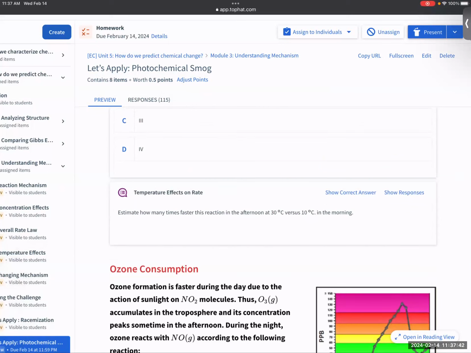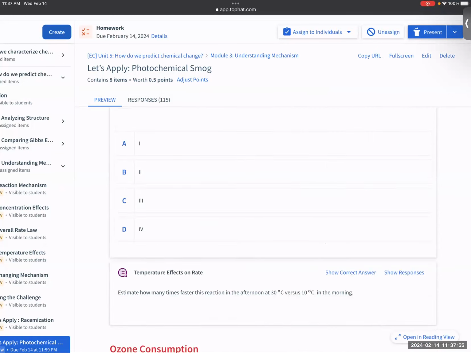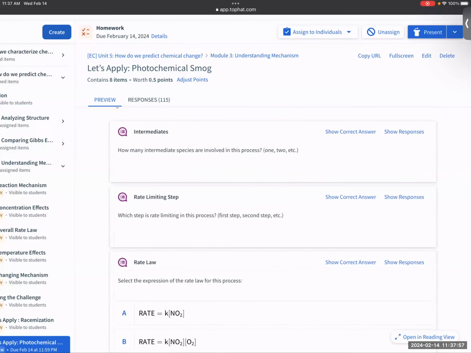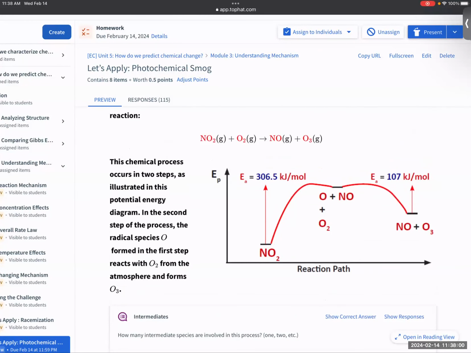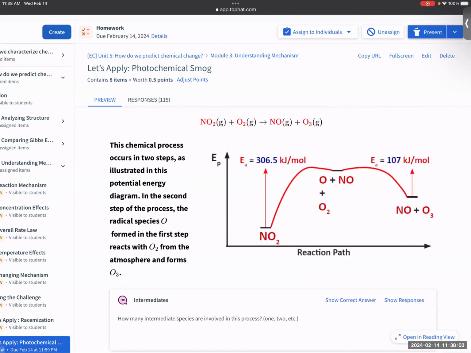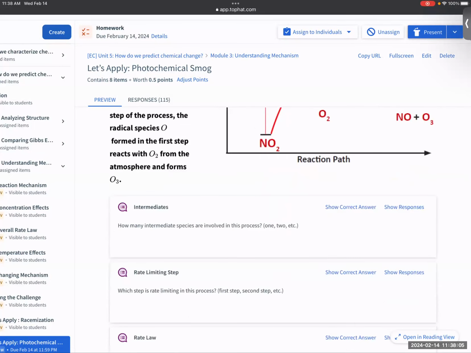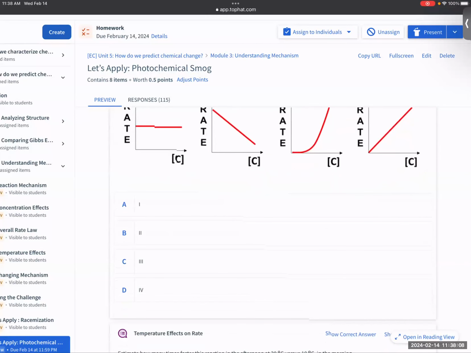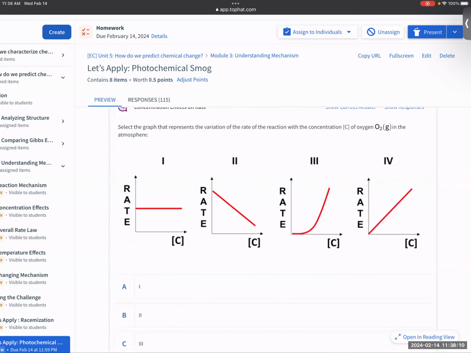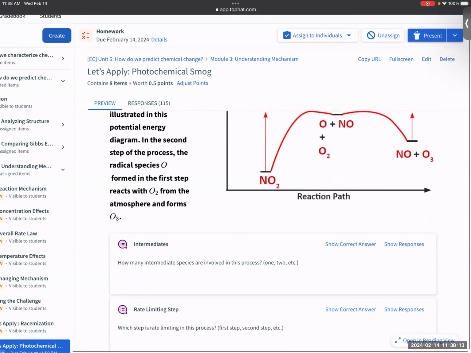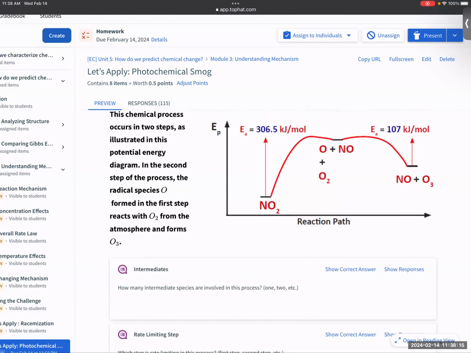And then temperature effect. Estimate how many times faster this reaction is in the afternoon, 30 degrees Celsius, versus 10 degrees Celsius in the morning. Okay. All right. So to do that, we need some information, activation energies and stuff like that. Let's take a screenshot and do this, 30 and 10 degrees Celsius. Okay. So going back here, let's screenshot and work with that.